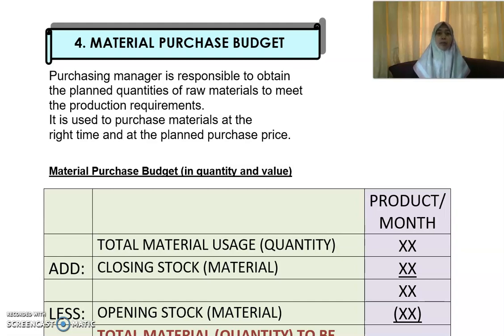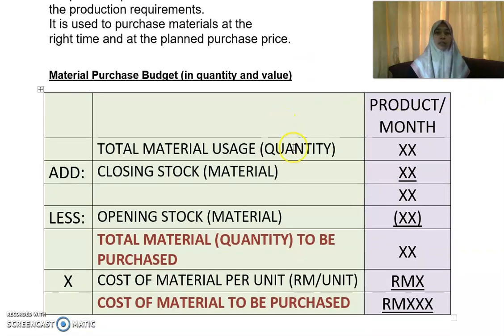So how do you prepare your material purchase budget? So in quantity and value. So here, total material usage in terms of the quantity. Again, you have to adjust for your opening stock and closing stock. So you have to add your closing stock.